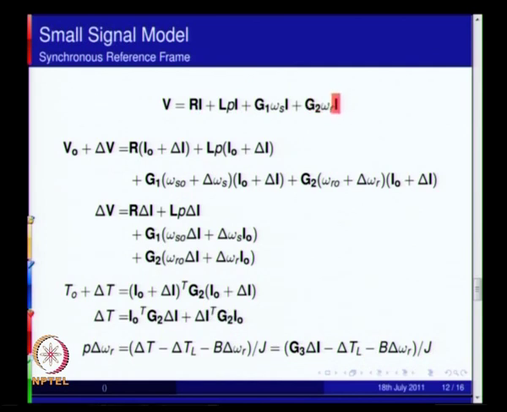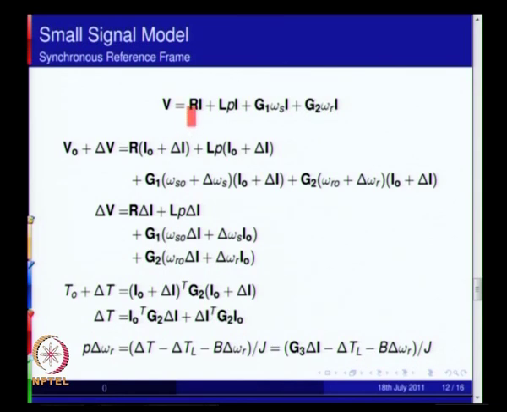This is the original equation we saw on the last slide, V equals Ri plus L di by dt plus G1 omega s into I. I have removed the dq subscripts for simplicity. We understand that we are talking about the synchronous reference frame, that is understood.